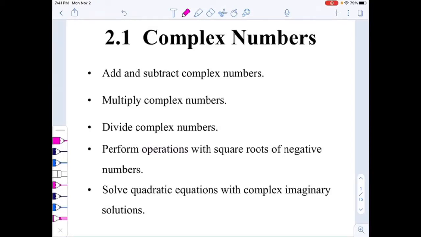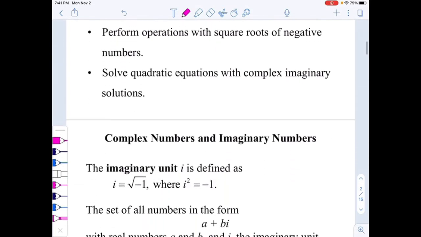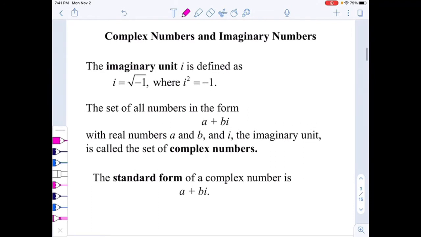Looking at section 2.1, complex numbers. We're going to add and subtract complex numbers, multiply complex numbers, divide complex numbers. We're going to perform operations with square roots of negative numbers and solve quadratic equations with complex imaginary solutions. So getting into the world of the imaginary number. So complex numbers and imaginary numbers.